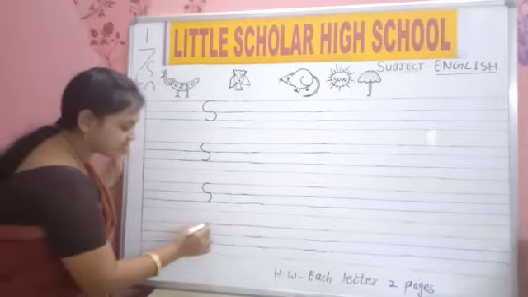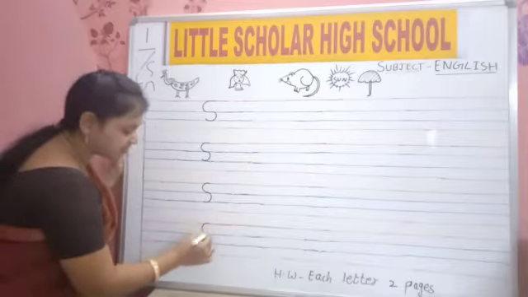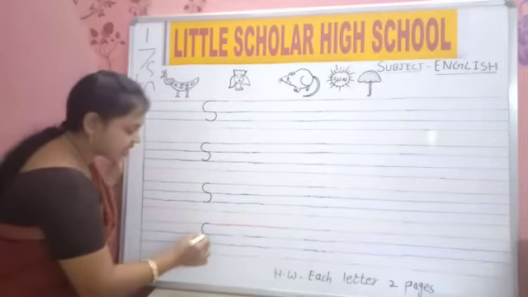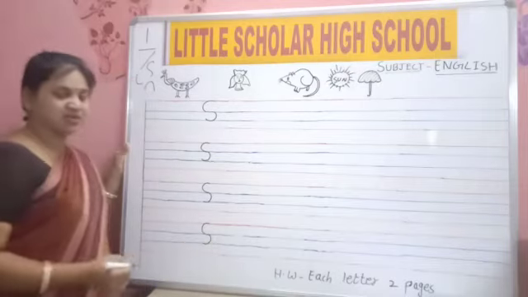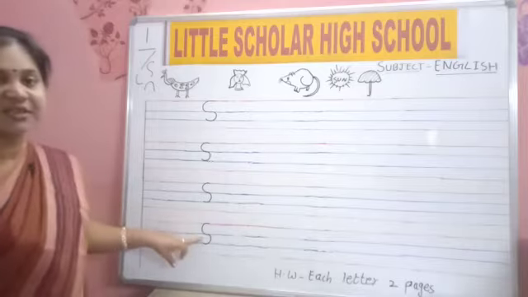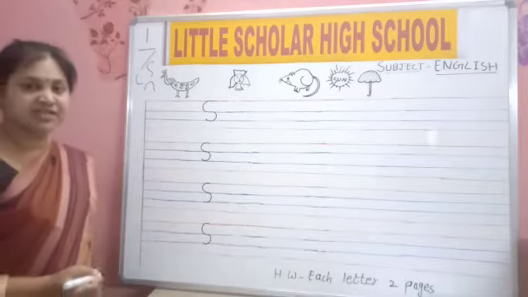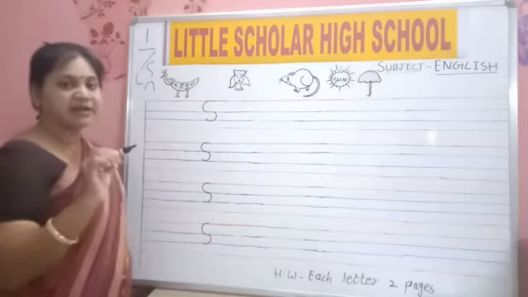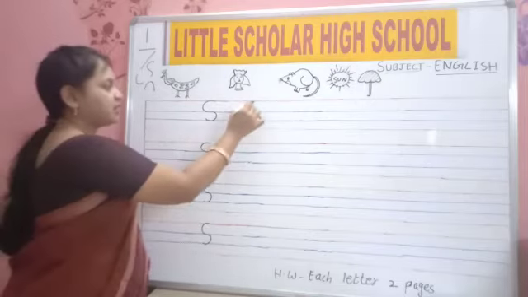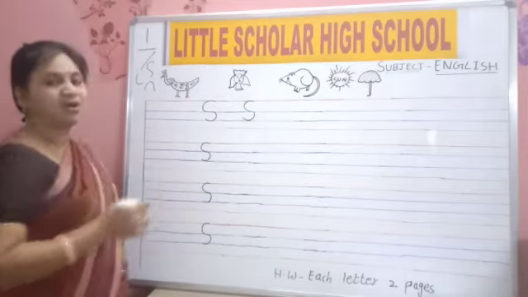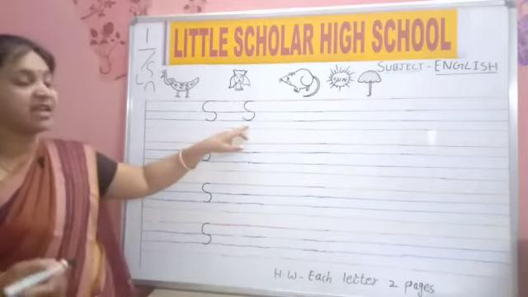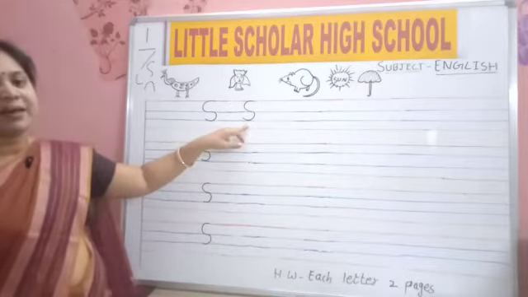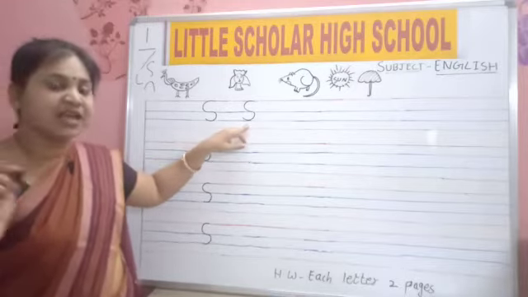Now once again, see how we are writing. Start from the red line. And this is small c. And one more this side, small c. This is S. Shall we write S once again? See the board. You should not lift your hand while writing. See how I am writing. That's all. What is this? Capital S. Without lifting your hand, you should write. Which letter is this? Capital S.